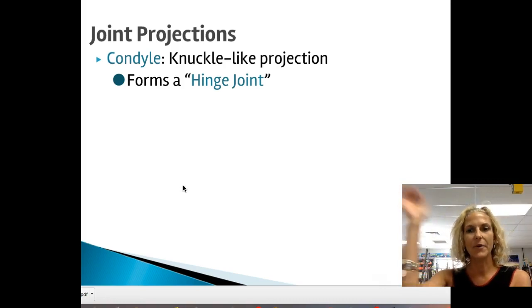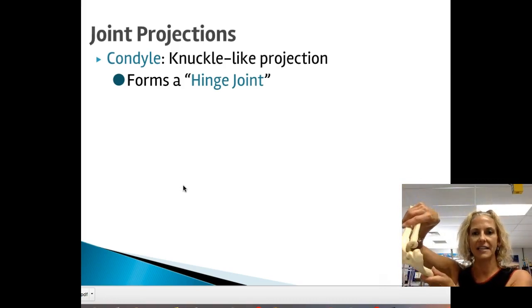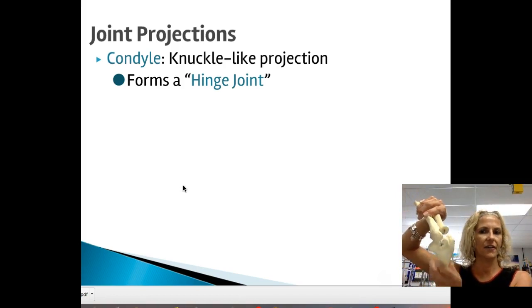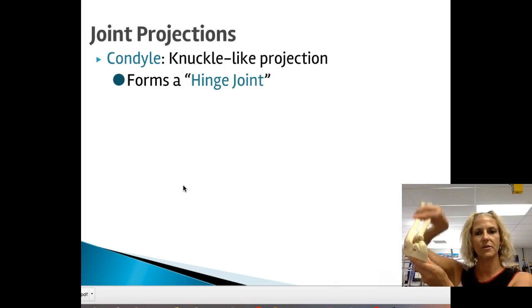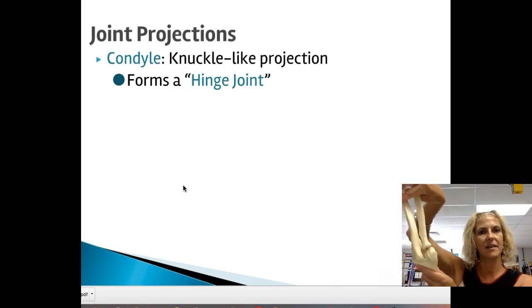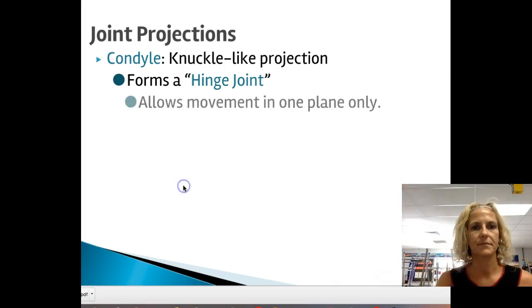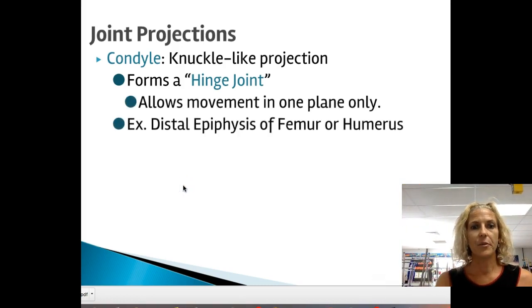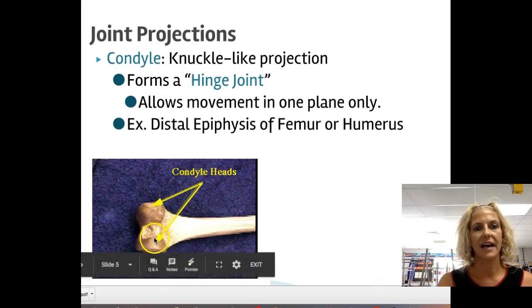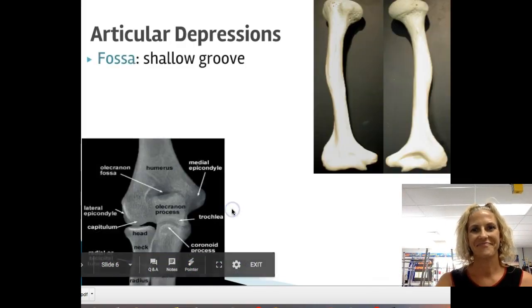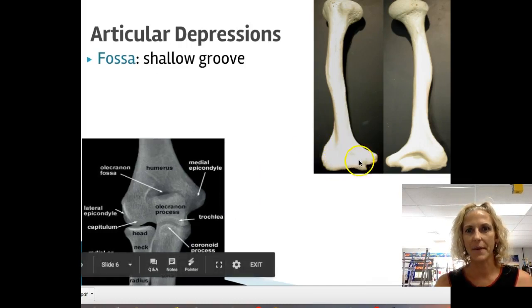Also at your elbow, you have the condyle, the knuckle-like projection, the condyle of the humerus, and then this is your forearm, and so you can see the hinge joint that it provides. So it's in a single plane, kind of like the hinge on a door. And there you see the condyles of the femur. And this would make up the condyles of the humerus.